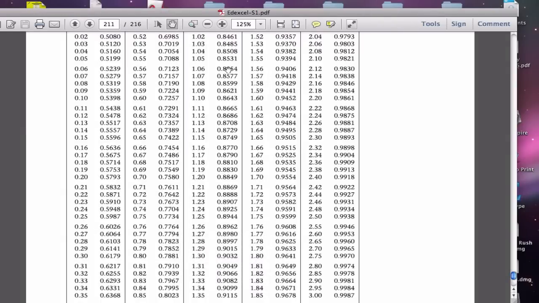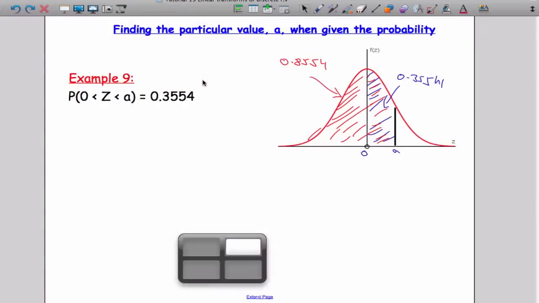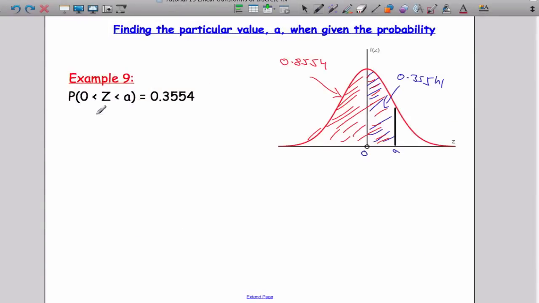0.8554, which is here. 0.8554 is 1.06. So A must equal 1.06. Okay, let's keep going.